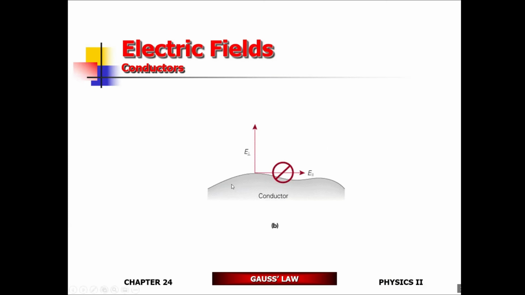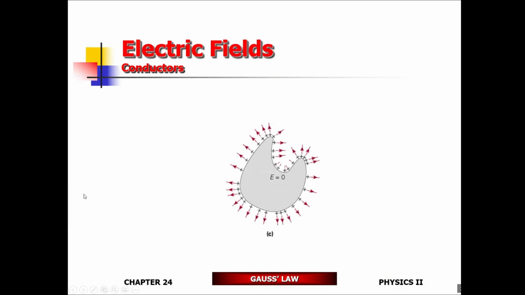So the only surviving component on the surface is going to be the component which is perpendicular to the surface. Notice that the charges will not be uniformly distributed if the surface is not smooth. Notice that the charge concentration is going to be much higher for sharp edges and pointy corners. Is that making sense? So the shape is going to matter.